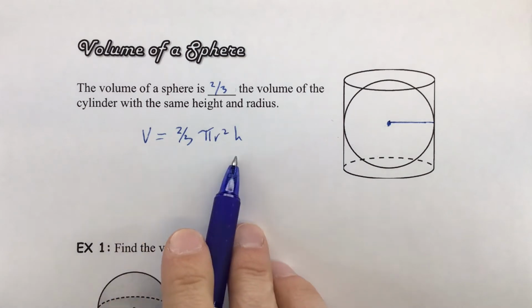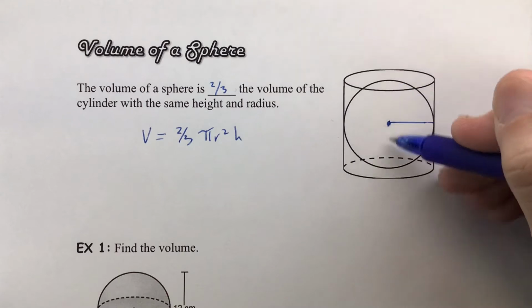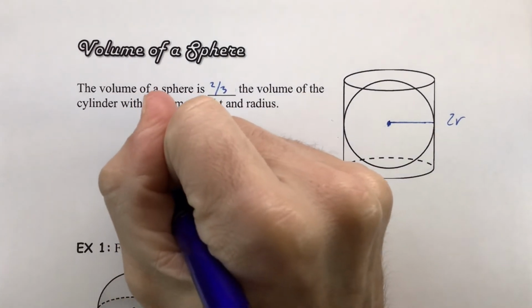So as I look at what I got here, there's one thing that doesn't quite make sense with respect to the sphere, which is the height, because the height is actually the height of the cylinder. However, the height of the cylinder is also equal to the diameter of the sphere, which is 2r. So I can substitute that in for the h.